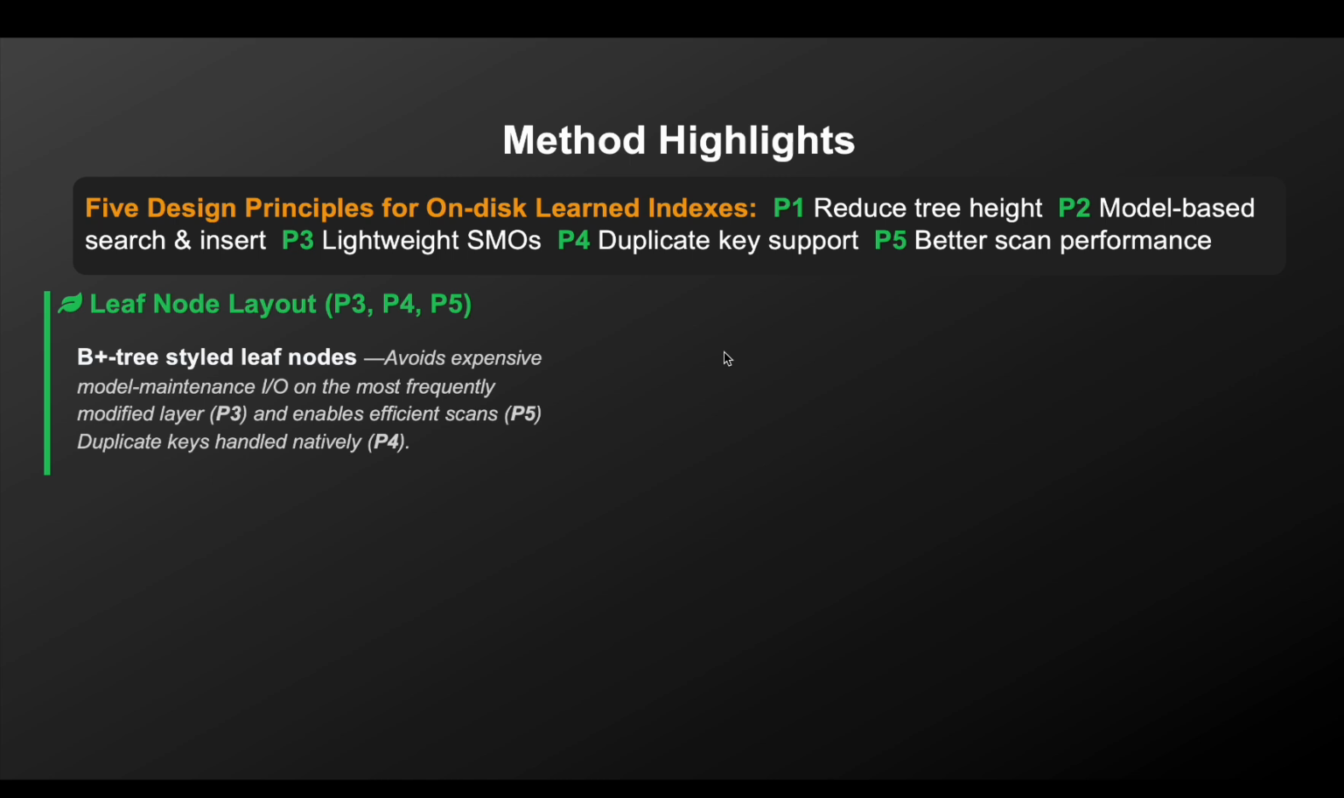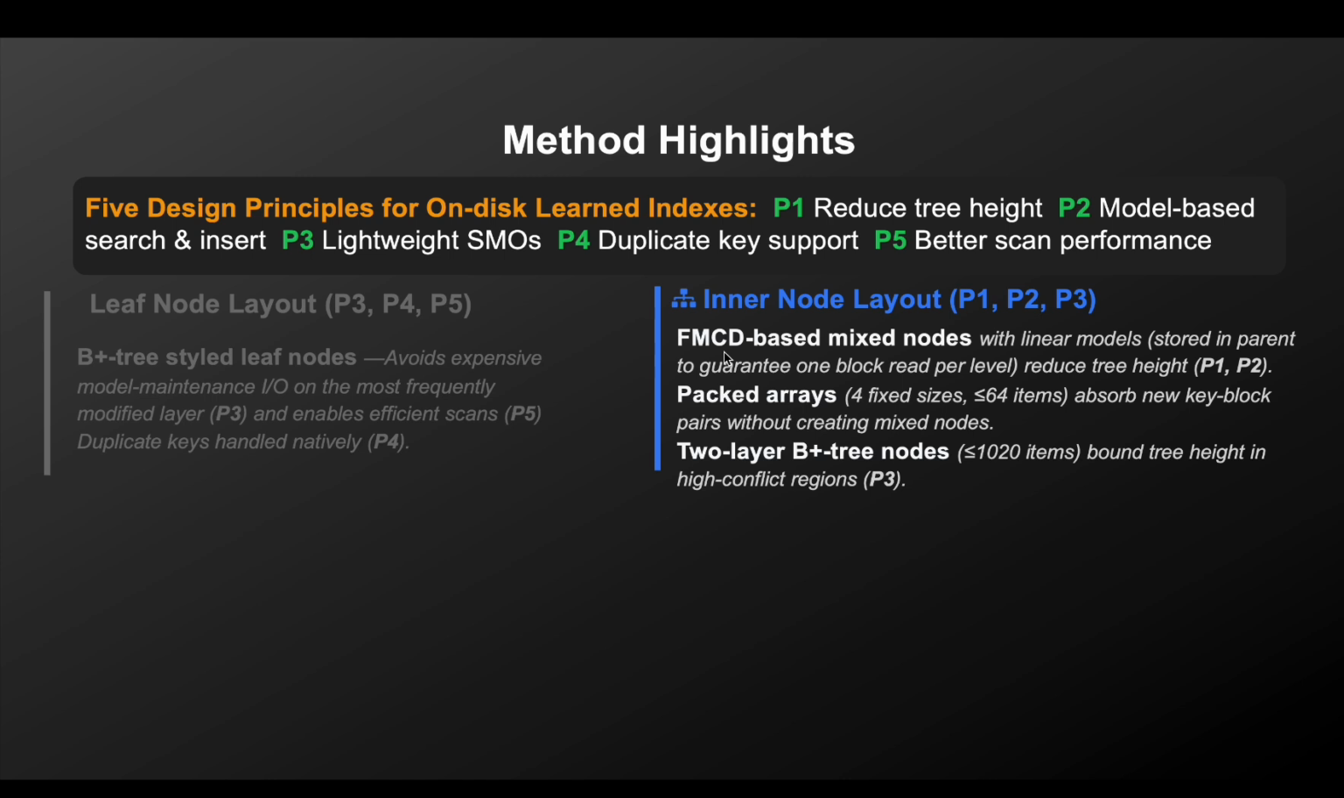It makes updates lighter, which supports lightweight SMOs. It supports duplicate keys naturally, just like a standard B+ tree. And it enables efficient scans because sibling links and packed storage make it easy to move to the next item.